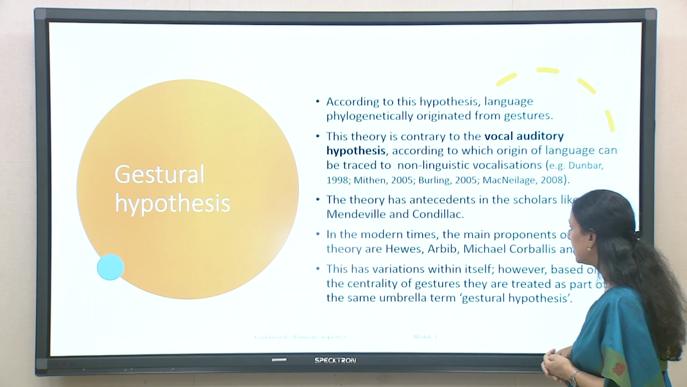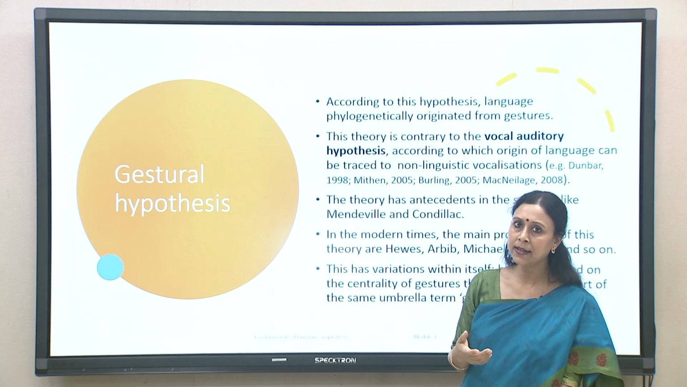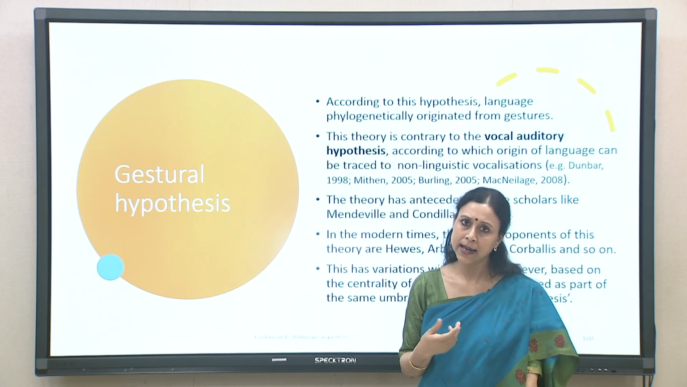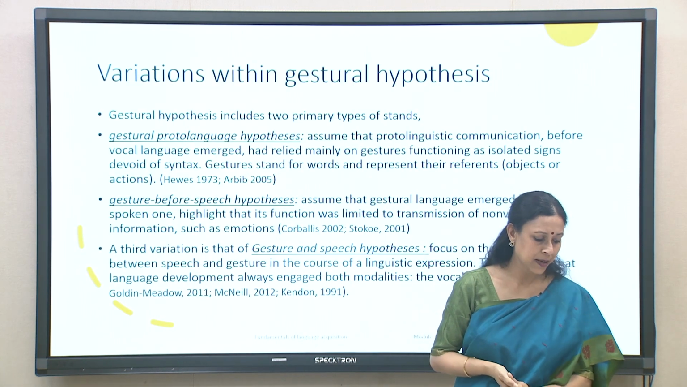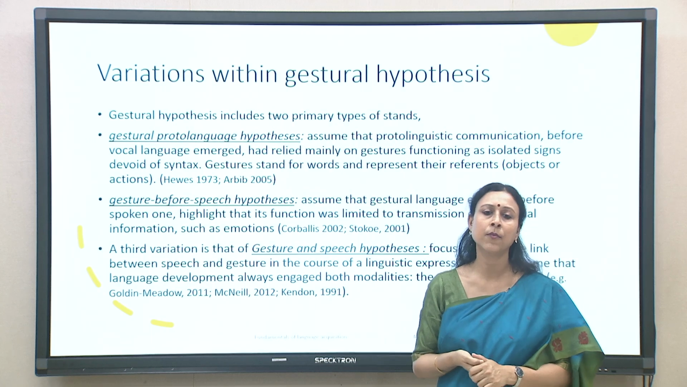This theory of course has antecedents, as we just saw. In the modern times, these are the names that are most commonly associated with gestural theory. Most importantly are Hewes, Arbib and Michael Corballis. Now, there are variations within the theory itself, not everybody says the same thing, but just as we saw in the biological marker theories, there are Saltzman's views as well. There is some amount of similarity and some amount of dissimilarity, but because they all agree that gestures predate language, we put them together under the same category. Now, these are some of the variations. There are more minor variations as well, but these are the most important ones.